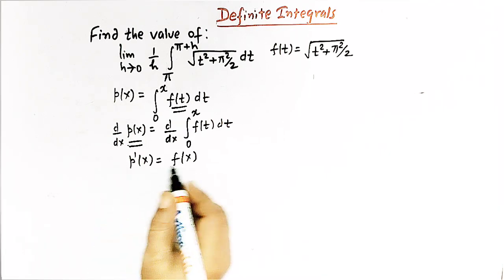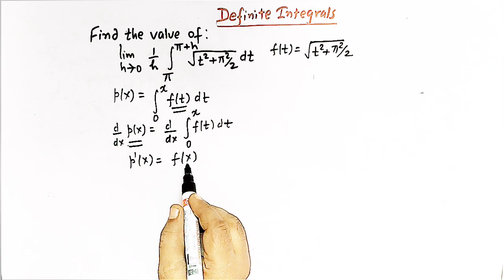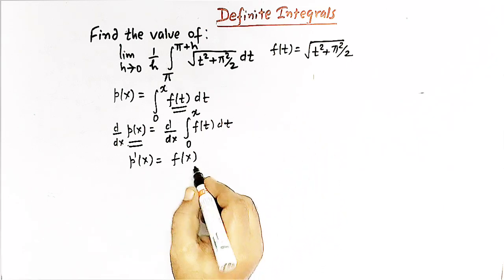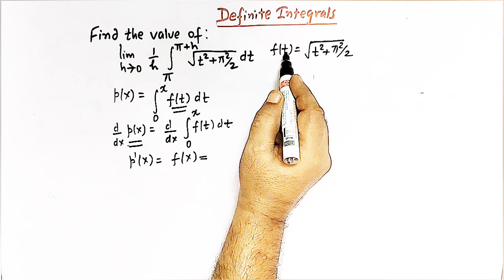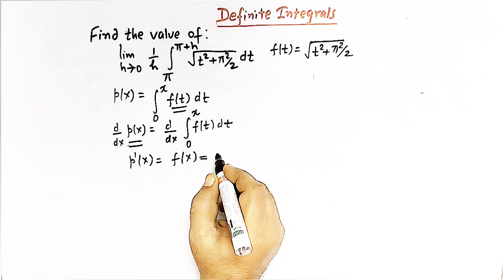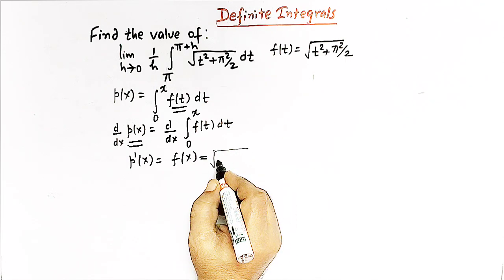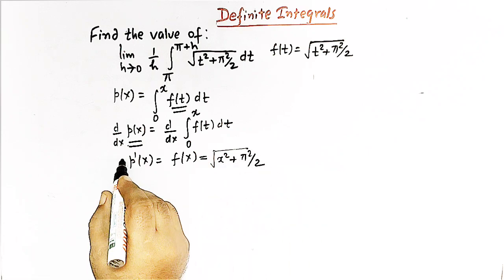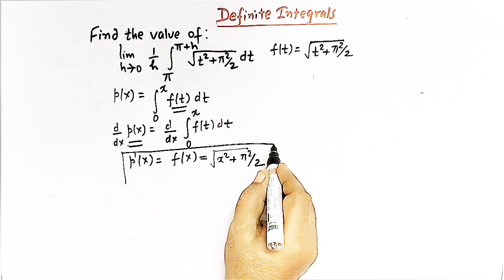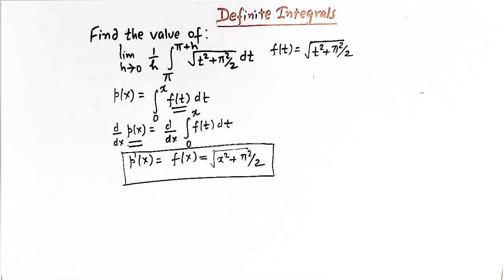So now we have p prime of x is equal to f of x, and f of x can be written by replacing this t by x. So we have here the square root of x square plus pi square over 2. Now this is an important relation.